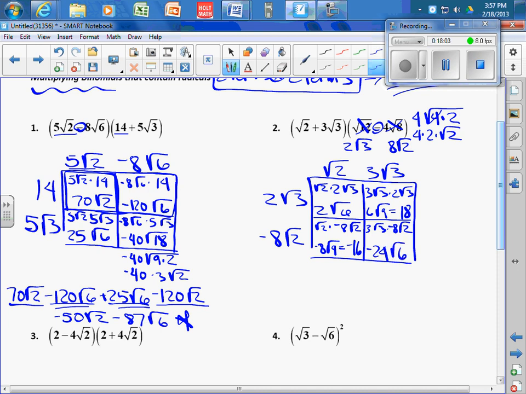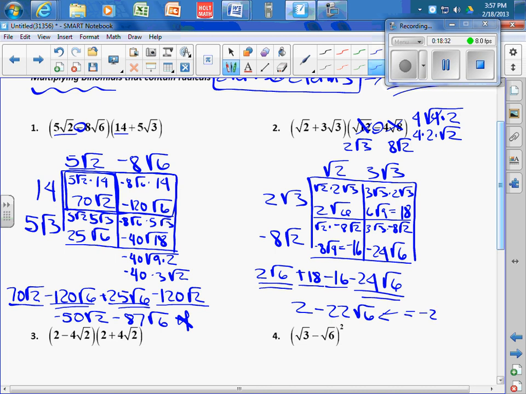So I have 2 radical 6 plus 18 minus 16 minus 24 radical 6. Now I need to combine like terms. 18 minus 16 is 2. 2 radical 6 minus 24 radical 6 is negative 22 radical 6. Now I prefer to write it this way because if I only have the one radical, I'd like to end with it. Otherwise, you could have written negative 22 radical 6 plus 2.